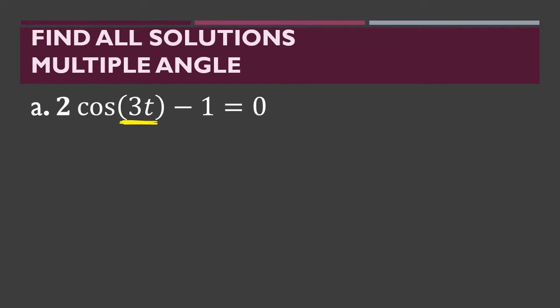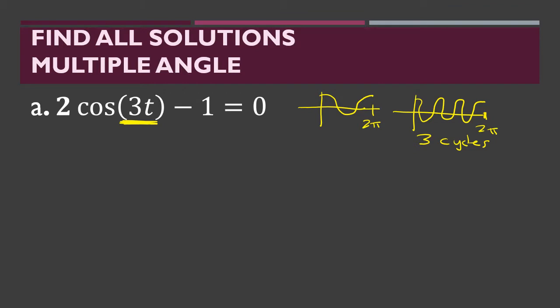So when we think about what happened when we graph these problems, the parent function of cosine, one full cycle, looks something like this and went to 2 pi. However, that 3 changes the period. So now between 0 and 2 pi, we actually have 3 full cycles of this graph.